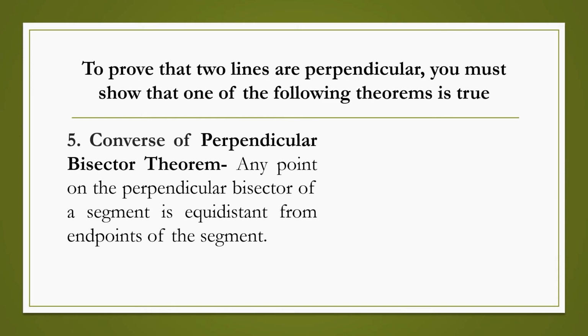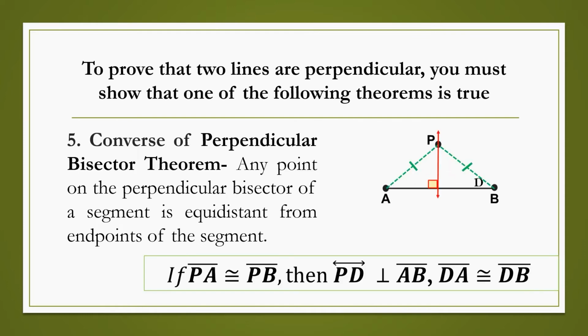We also have the converse of perpendicular bisector theorem. Any point on the perpendicular bisector of a segment is equidistant from the endpoints of the segment. That is, if segment PA is congruent to segment PB, then line PD is perpendicular to segment AB and segment DA is congruent to segment DB.